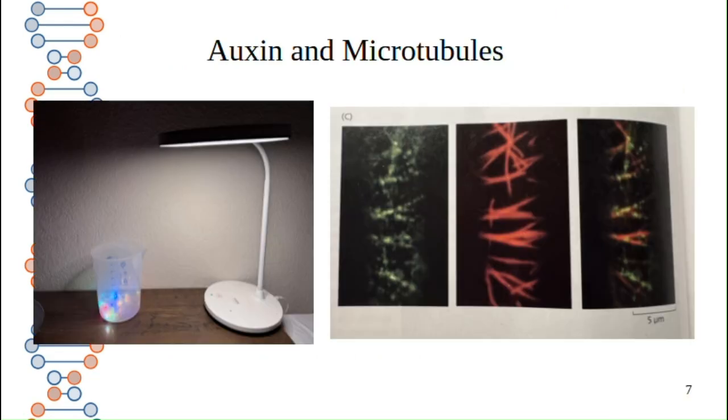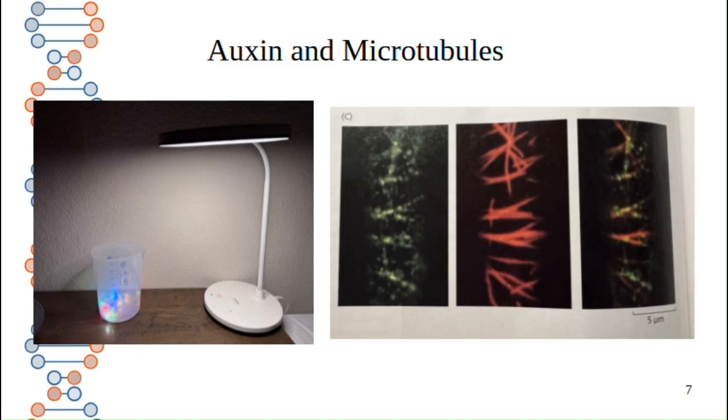Auxin is able to redistribute itself away from the light source. So in the picture on the left, all the little colorful beads at the bottom of the beaker have moved away from the light source to the right. This might sound backwards, but the trick is that auxin will cause the cells on the shaded side of the plant to elongate, and this will bend the plant towards the light.